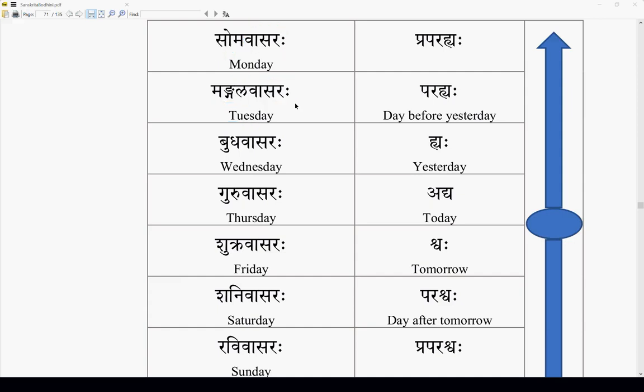Sorry to interrupt. Like in the Panchangam or in Sanskrit, I have just heard Bhanuvasaraha, Induvasaraha and all that. Is that also equivalent? Yeah, correct, that is correct. Okay, so there are alternate names for it.